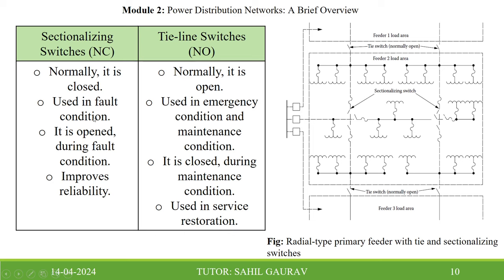Sir, tie line switches are connected in series with the sectionalizing switches. Yeah, it may be connected. Because here you can see these sectionalizing switches are here for the feeder 2 load area, and this is the feeder one load area. So these switches have one fuse also in between, and they are connected in series, but it is not perfectly series.